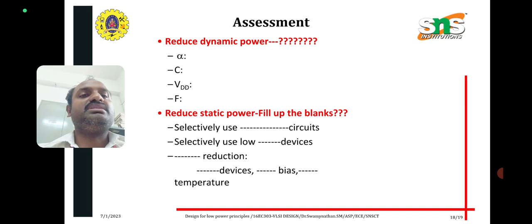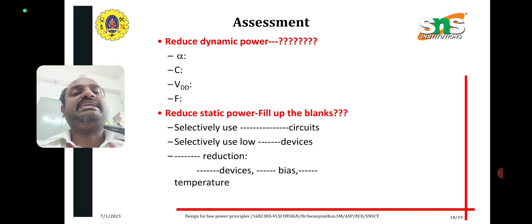Next, the assessment. You need to reduce the dynamic power by reducing alpha, C, VDD and F. Selectively use ratioed circuits and low threshold voltage. For the reduction, also use body bias and low temperature. So this is the assessment of static power reduction methods and low power design principles.